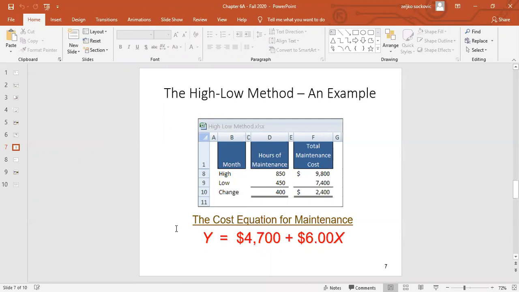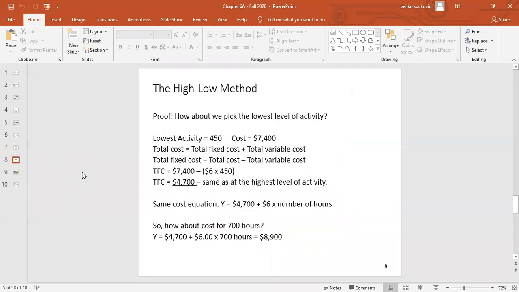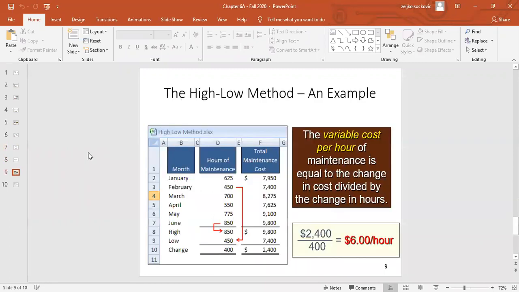Thank you. Okay. So this would be the equation, right? This is the equation that you're looking for. So again, you're plugging this in, and you can try at a lower level of activity. So play with this and see that you will get the same solution.